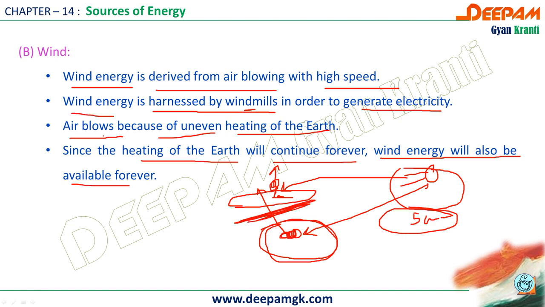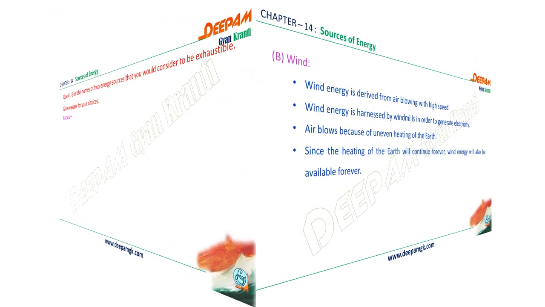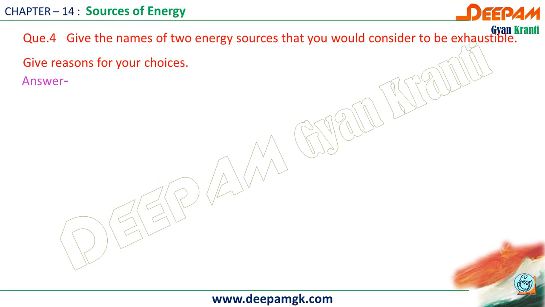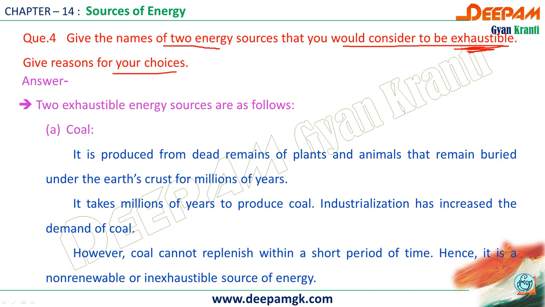Our next question, the fourth question: give the names of 2 energy sources that you would consider to be exhaustible. You must remember exhaustible. Give the reasons for your choice, and you have to give the reasons. Now, the names of 2 exhaustible energy sources are as follows.